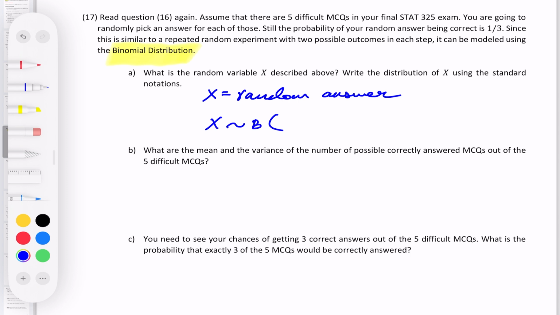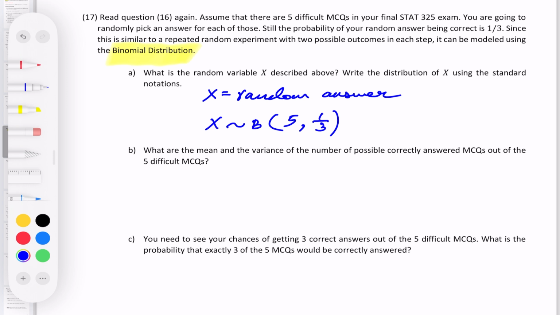For this question, your n is equal to 5, because there are 5 difficult questions. So it should be 5, probability of success is equal to 1/3. Please remember, whenever you have a binomial random variable, the standard notation is x is distributed B(n, p), where n is the number of trials and p is the probability of success.